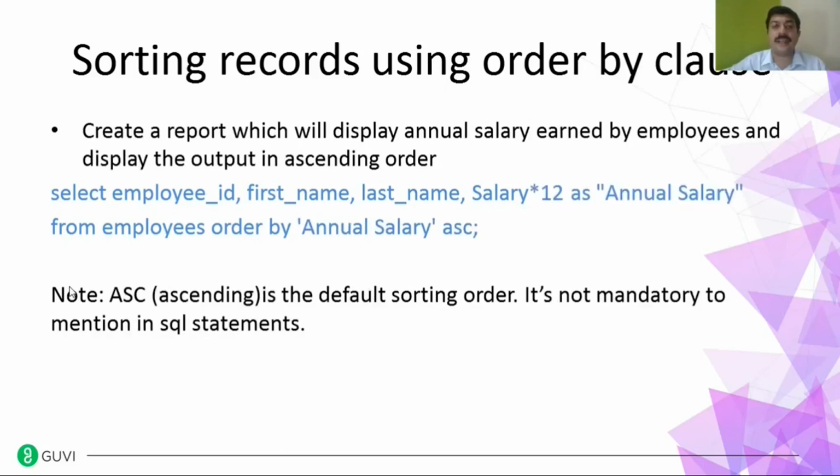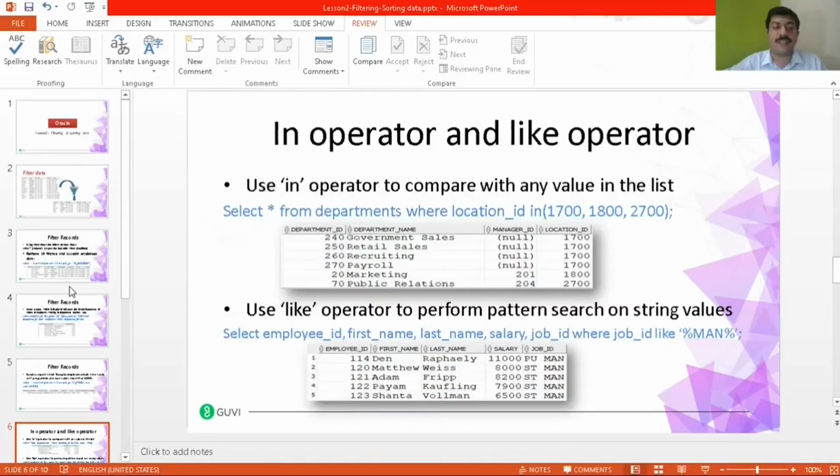Next, to sort the data in ascending order: order by annual salary ASC. It is not mandatory to mention ASC at the end. If you don't mention the sorting order, the default order of sorting is ascending. So we have almost reached the end. Now let's see some execution.